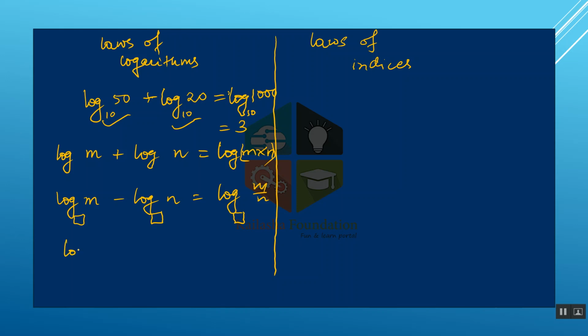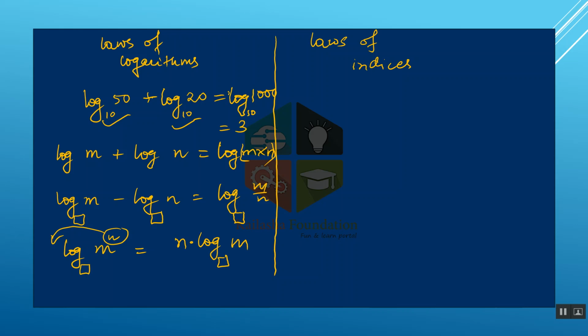Next, log m raised to the power n. The power jumps here and it becomes n into log m. The base which was here will remain here.